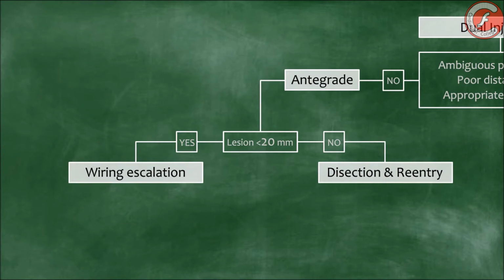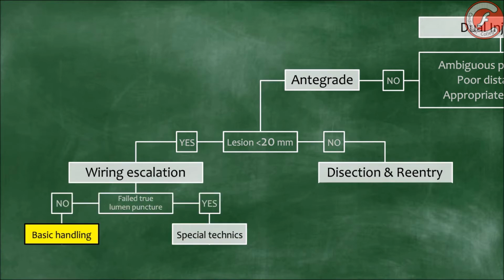Here, we dispose of two different strategies, one based in the antegrade wire escalation, and the other is based on dissection and reentry methods. But how do we know what to choose? Very simple. The election is based on the length of the lesion, because in short lesions, those less than 20 millimeters, we prefer wire escalation, while in long lesions, the dissection and reentry methods are preferred. And what is the wire escalation?